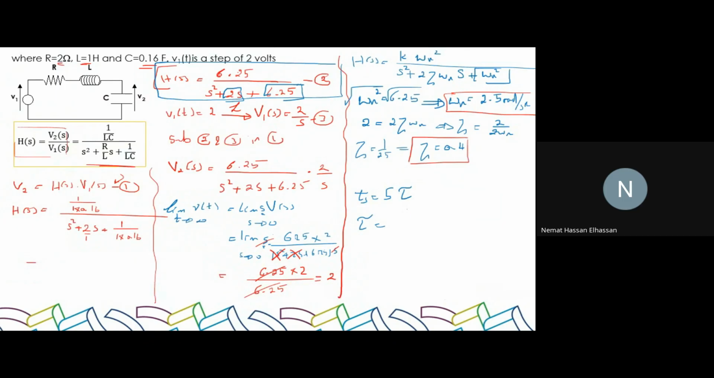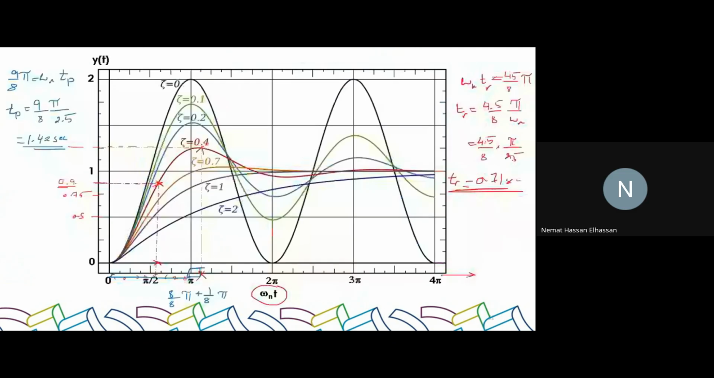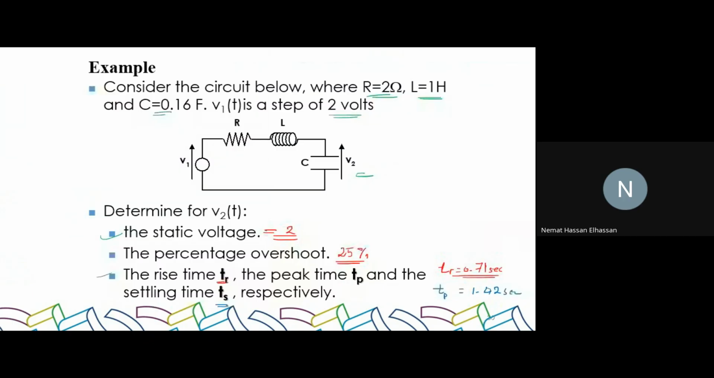Tau is equal to 1 over omega n zeta, which is 1 over 2.5 times 0.4, which is equal to 1. So Ts is equal to 5 seconds, which we can write here.